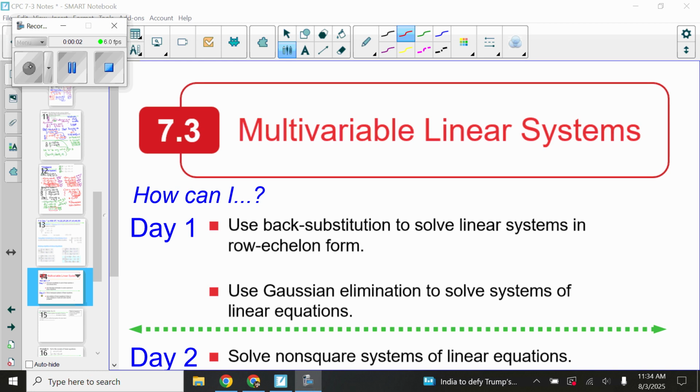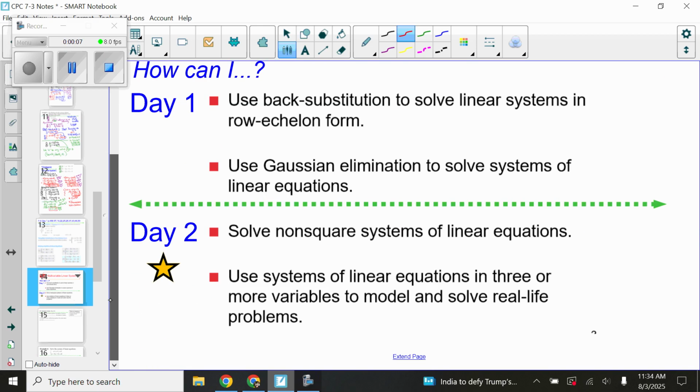Alrighty, so we're on to 7.3, day 2, and we're looking at multivariable linear systems again. In day 2, we're going to look at non-square systems of linear equations. So what happens when the number of equations is not equal to the number of variables, a little bit more unique situations. And then we're going to look at some 3 or more variables to model real life problems. So when might be some situations that we would see these more complex linear systems.